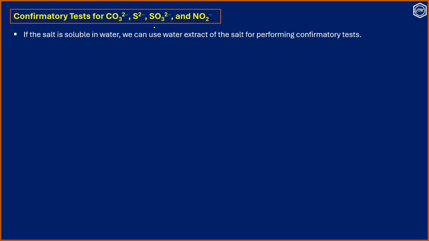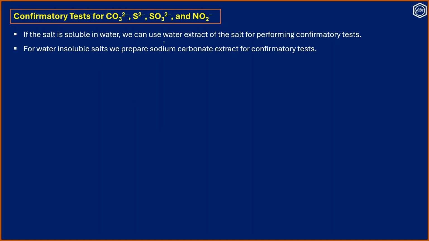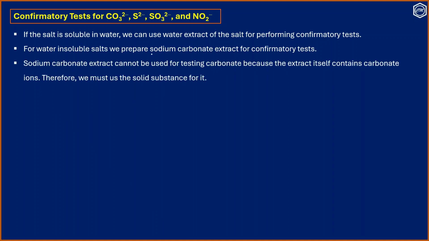Confirmatory test is a secondary test carried out after the preliminary test to confirm the presence of a particular ion in the given salt. Confirmatory tests for anions are performed by using water extract when the salt is soluble in water. If the salt is insoluble, we use sodium carbonate extract. Sodium carbonate extract cannot be used for testing carbonate because the extract itself contains carbonate ions. Therefore, we must use solid substance for it.